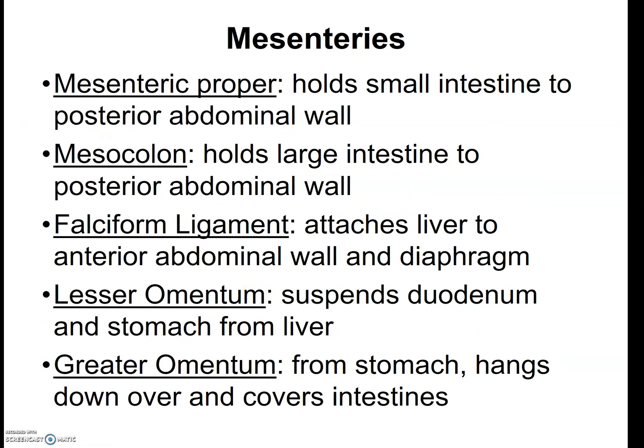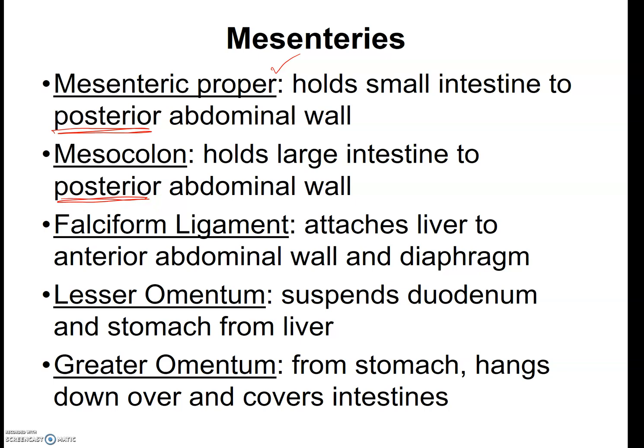So we have the mesentery proper itself, which holds the intestine to the abdominal wall, and specifically to the posterior aspect of the abdominal wall. We have the mesocolon. This holds the large intestine to the posterior, again, abdominal wall.